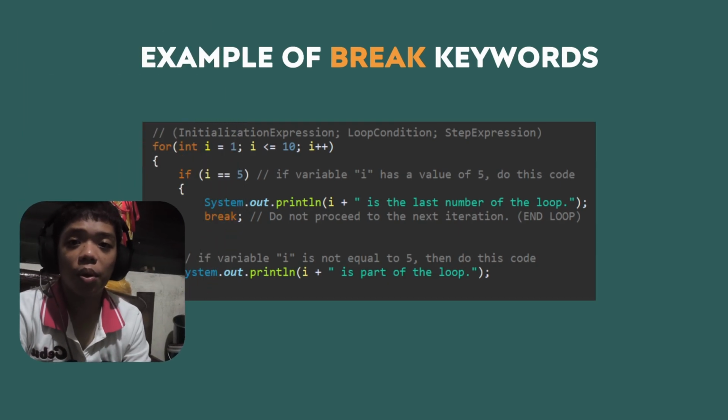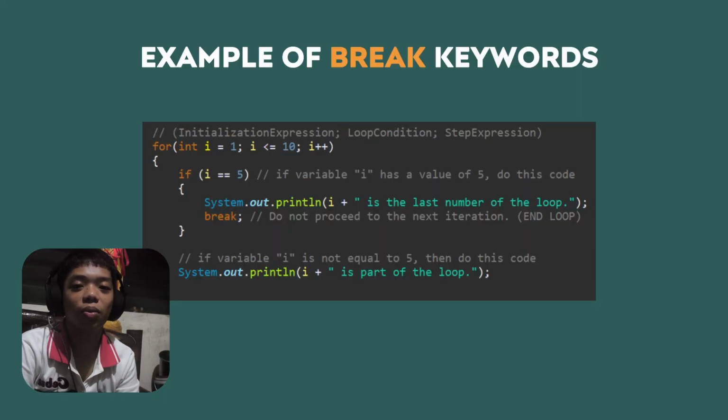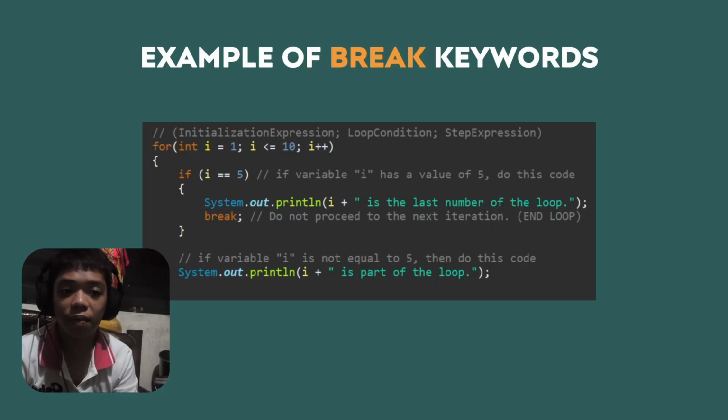So here's an example of the break keyword. In this example, we have created a for loop. As you can see, with the three parts of the for loop, this loop will run 10 times because of its condition and the i variable. In the body, there is an if statement: if i equals 5, you write the println statement saying 5 is the last number of the loop, and then it breaks.